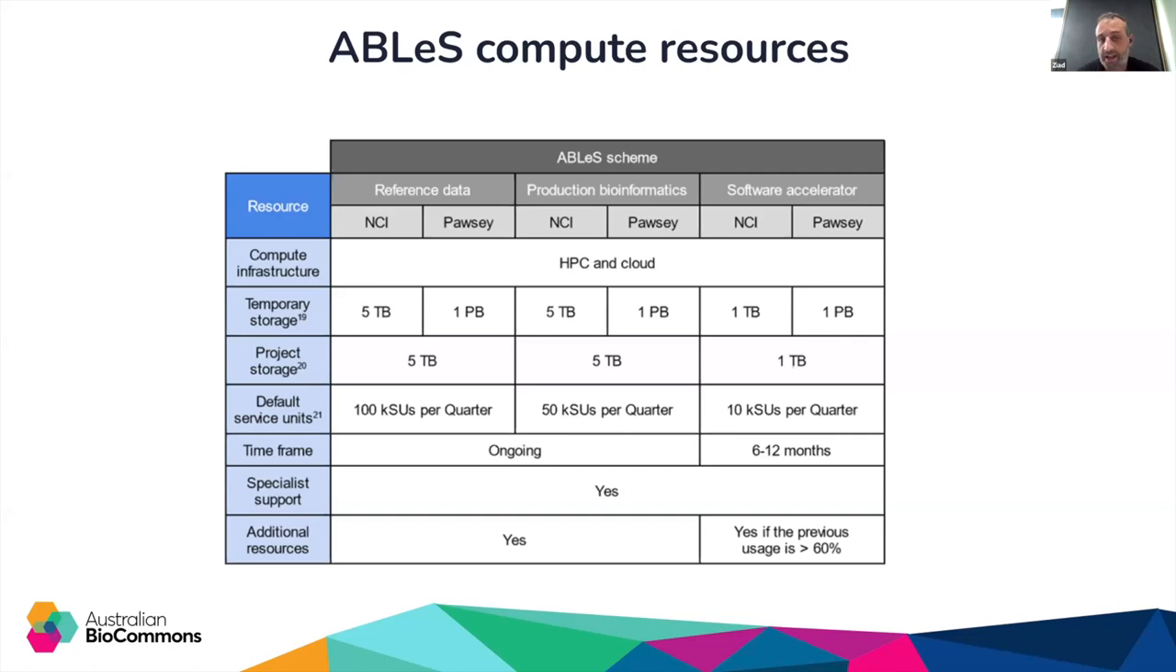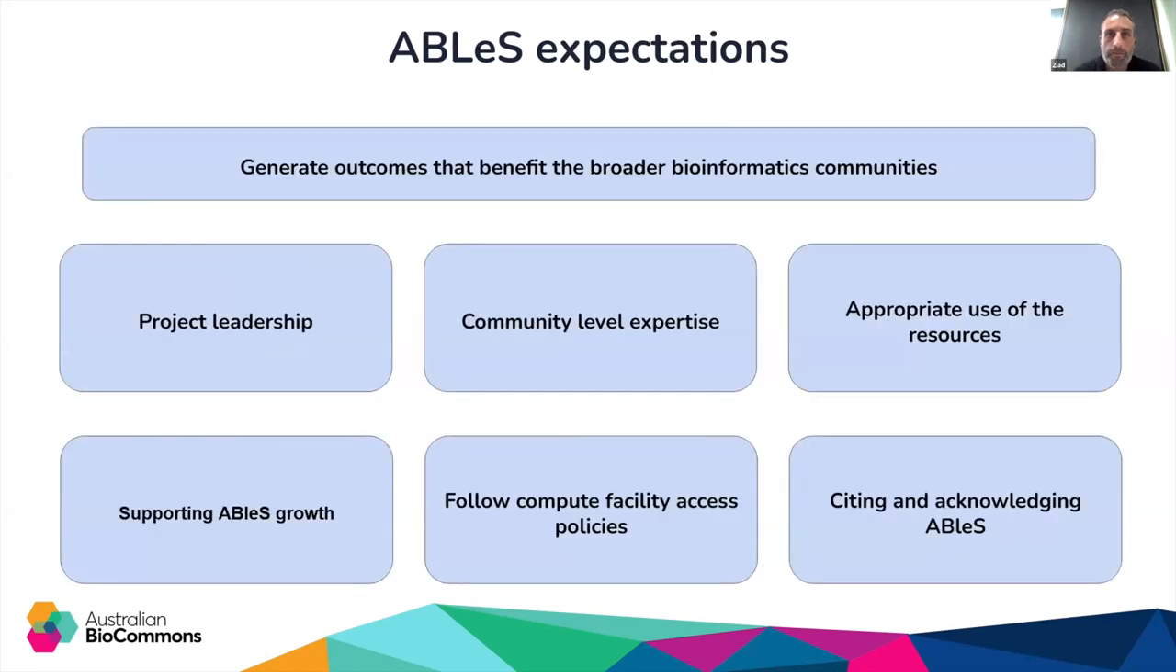All users can have access to the specialized support, and all these projects can have additional resources if needed. The differences between the allocations are mainly because these projects have different requirements. We also have a few expectations of ABLeS users. The main purpose of these expectations is to improve the program, but also to make the best use of the available resources.